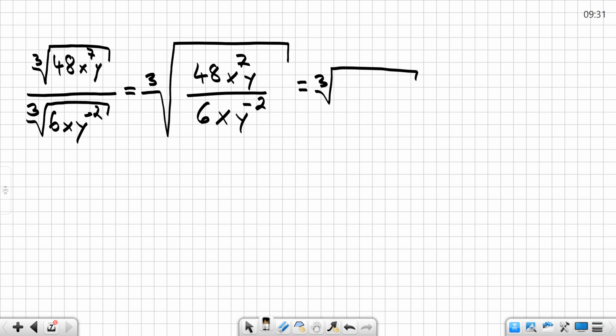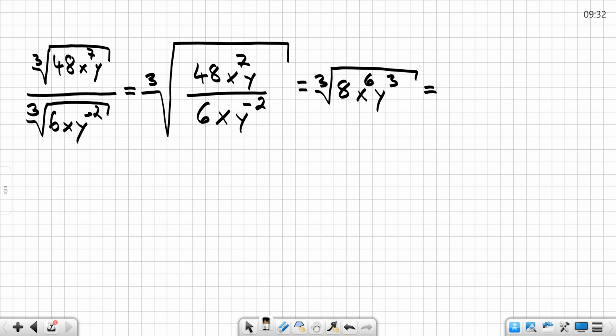What do I get? 48 divided by 6. Let's have a quick look. That should be 8. And x to the 7th divided by x. 7 minus 1 is 6. Y divided by y to the negative 2nd. 1 minus a negative 2 is positive 3.